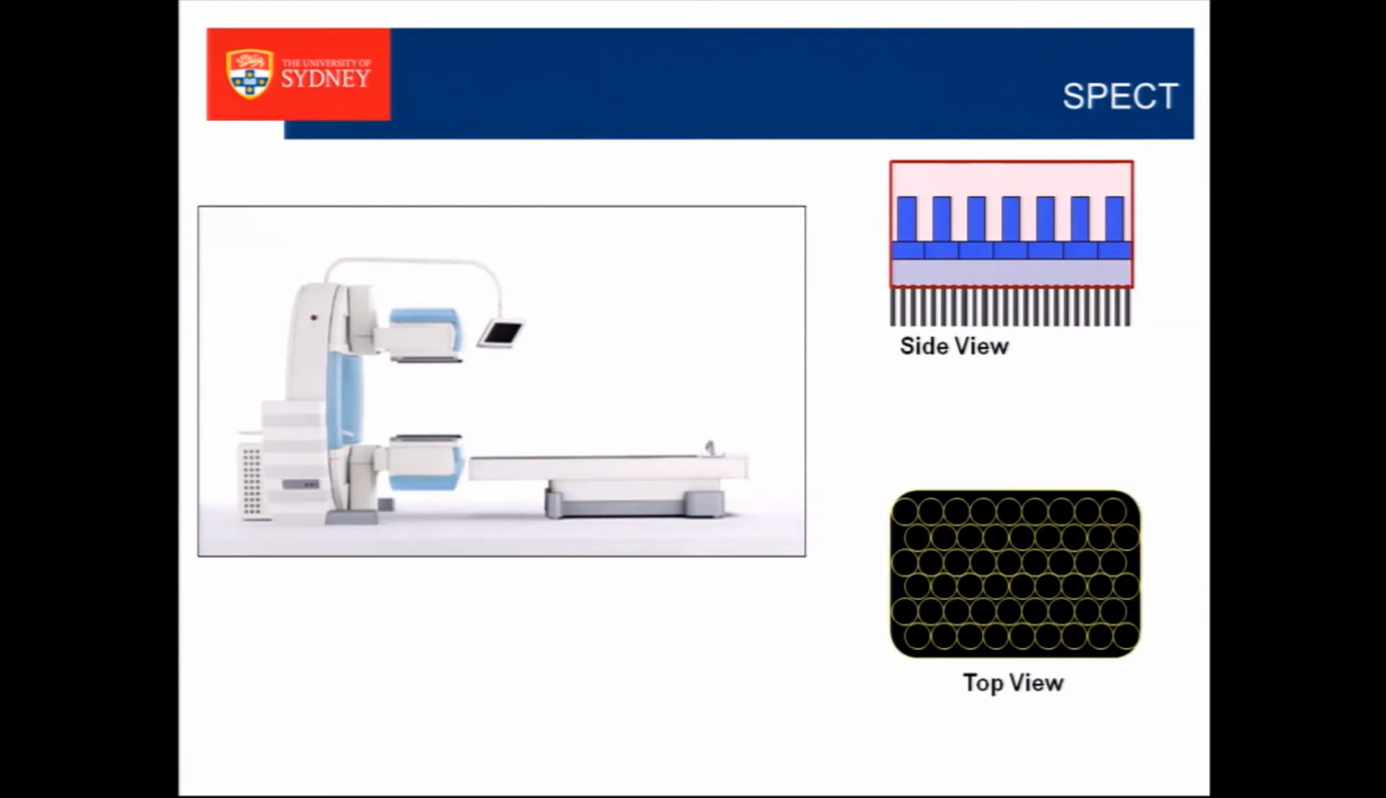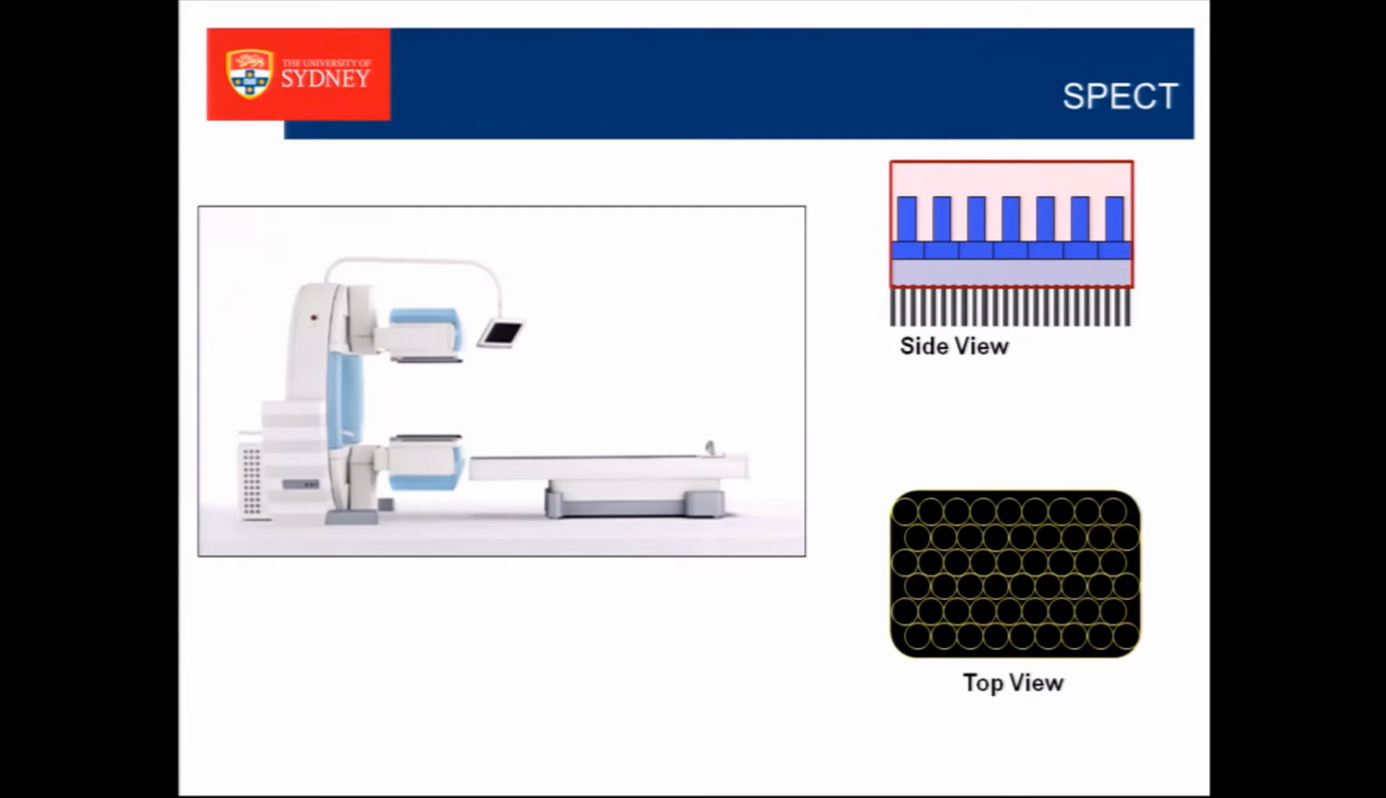Now let's look at some of the instrumentation. Here is a SPECT camera, a typical SPECT camera. This is a dual head SPECT camera. It consists of two gamma cameras mounted on a gantry that can rotate them around the patient who's lying on a couch like this one here. So the couch is inserted between the two detectors and they rotate around the patient.